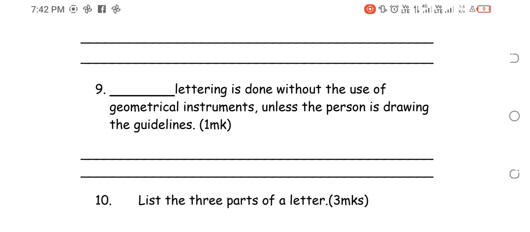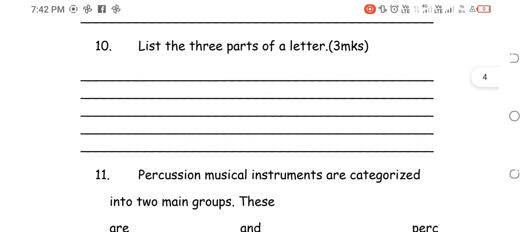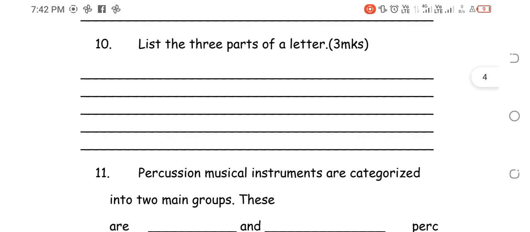Then dash, that's number 9. Dash lettering is done without the use of geometrical instruments unless the person is drawing freehand. That one is freehand lettering. Then list the 3 parts of a letter. The 3 parts of a letter are descender, ascender, and the body.